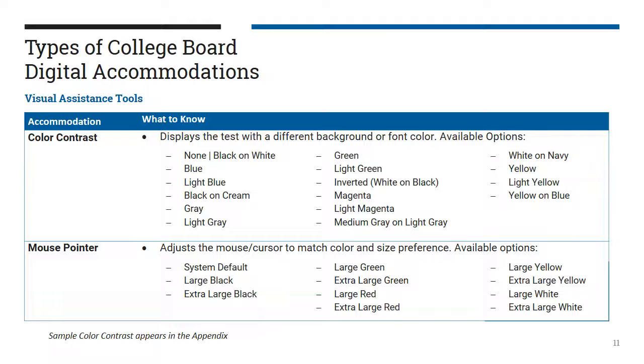The next category for the types of College Board digital accommodations is the visual assistance tools that include color contrast, which displays the test with a different background or font color. All available options are listed and examples are provided in the appendix section. The mouse pointer adjusts the mouse cursor to match color and size preference in accordance to the color contrast and font size accommodations. All available options are provided in the slide.